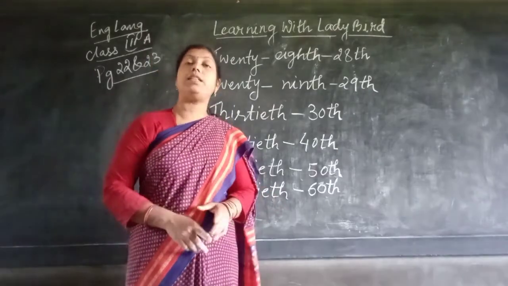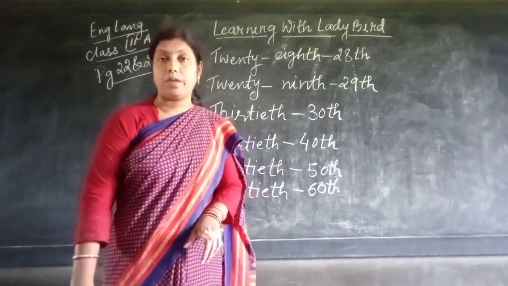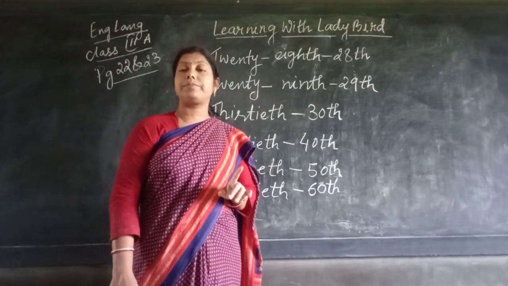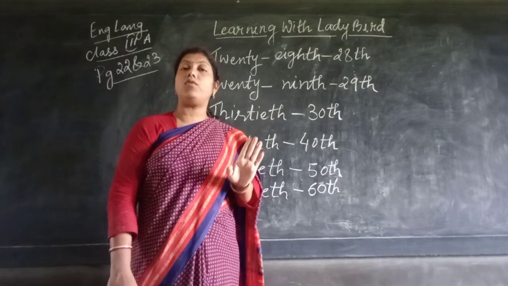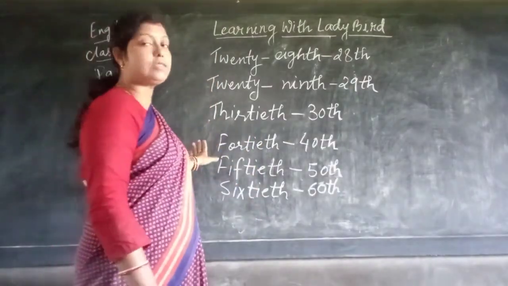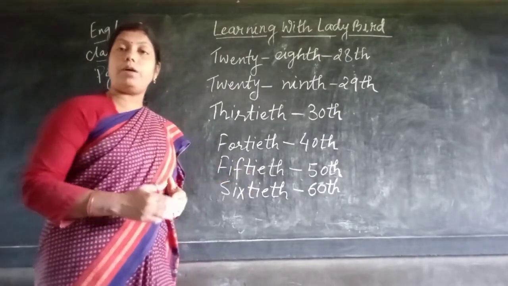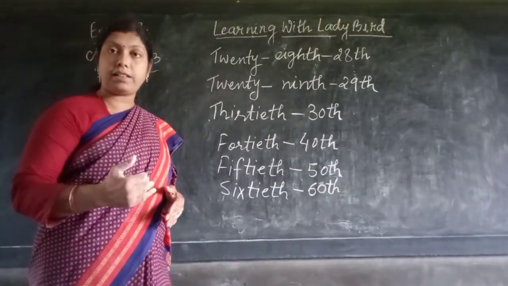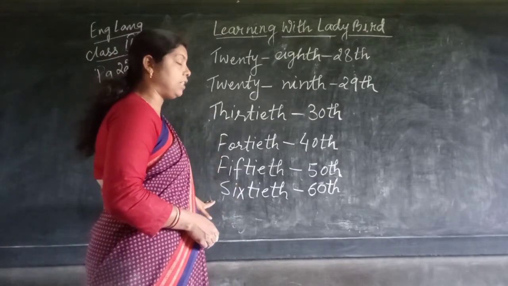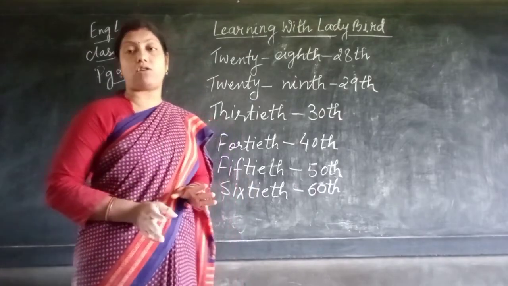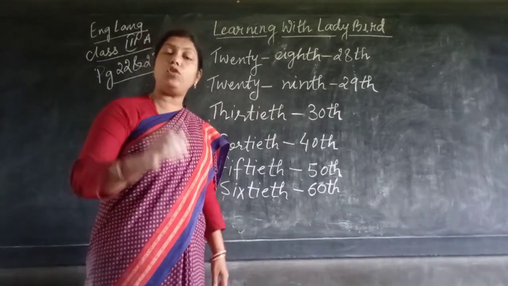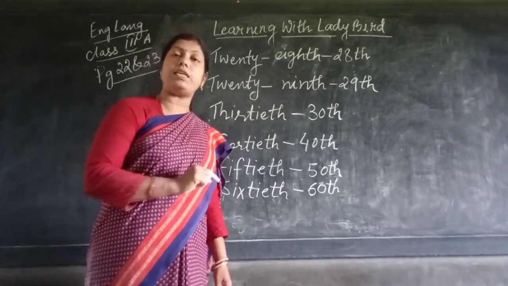You are going to do it in the book itself, not in the copy. Page 23 you are going to do in the book itself because place is given there. And whatever I wrote on the board, the ordinal numbers from 1 to 30th, plus 40th, 50th, 60th, you are going to write in your English language copies.